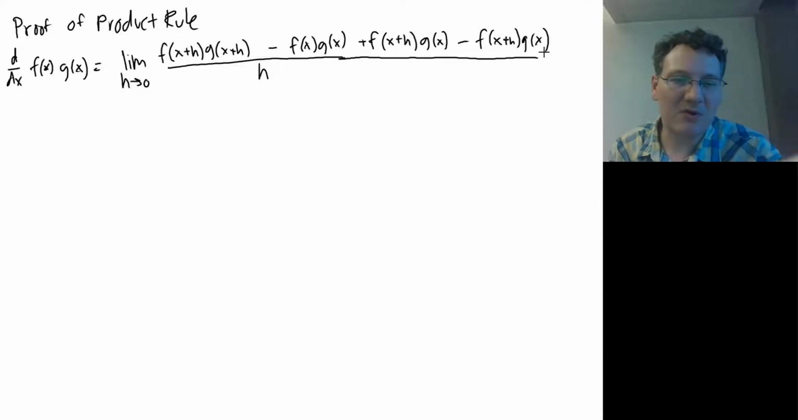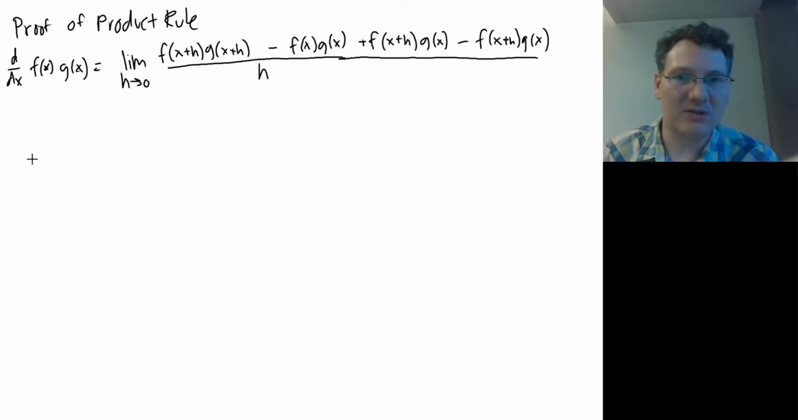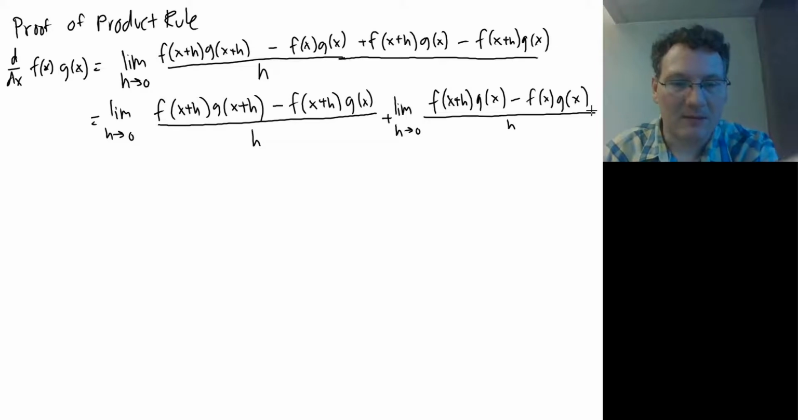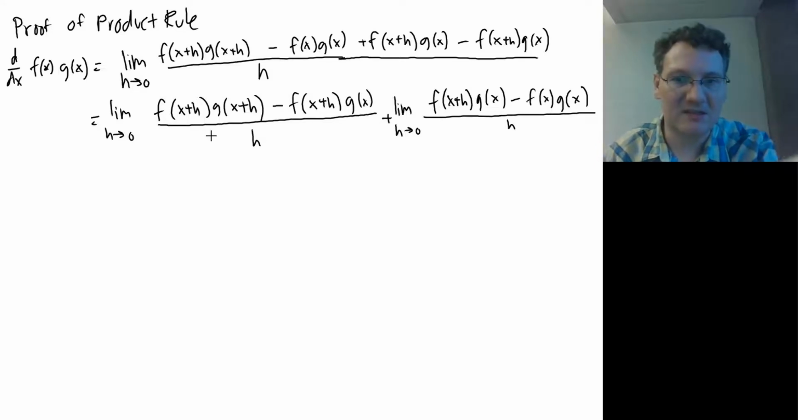Sometimes we multiply both the numerator and the denominator by the same thing to keep things legal, right? But here we can add and subtract the same thing in the numerator to keep things legal. Why is this going to be good? Well, we can put this into two fractions. We're collecting two of the terms in the first fraction, so we're splitting this limit into the sum of two limits.